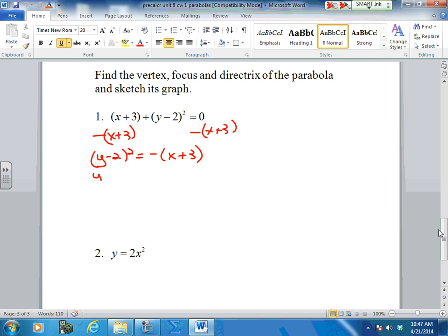This is your y minus k. I'm just going to write this underneath it for a minute. This is your 4p x minus h. Kind of get used to what that formula looks like. Now, we know it's a y, so it's either going to open left or right.